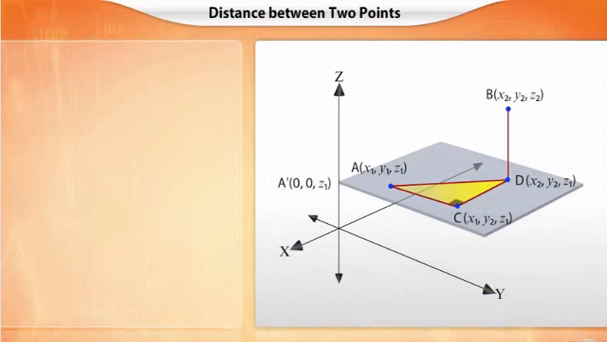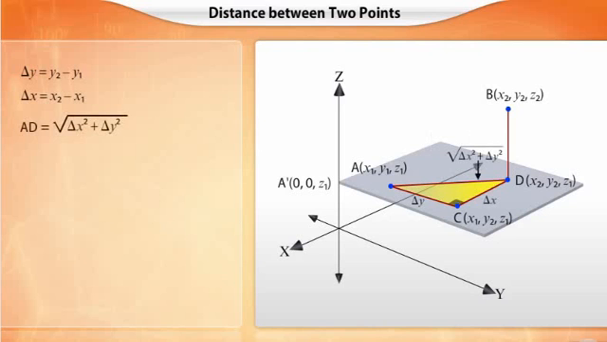From the figure, AC is equal to delta y, that is y2 minus y1, and CD is equal to delta x, which is equal to x2 minus x1. By Pythagoras theorem, we know that AD is equal to the square root of the sum of the squares of delta x and delta y. Now, join AB. This forms a right-angled triangle ADB.